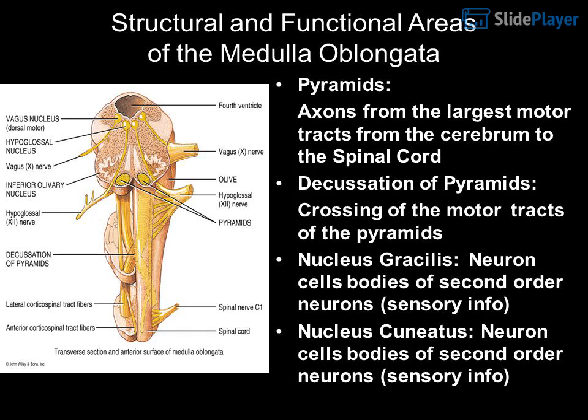Structural and functional areas of the medulla oblongata. Pyramids: axons from the largest motor tracts from the cerebrum to the spinal cord. Decussation of pyramids: crossing of the motor tracts of the pyramids. Nucleus gracilis: neuron cell bodies of second-order neurons, sensory info. Nucleus cuneatus: neuron cell bodies of second-order neurons, sensory info.